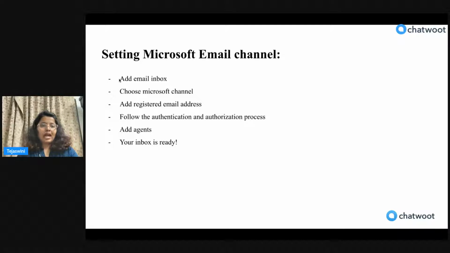You go to the inbox selection page, you add one email inbox. We have added one more step. Then you choose the Microsoft channel from this. Then you add the registered email address. So in this demo case, it is test-imap@outlook.com. Then you follow the authentication and authorization process, and then you add agents, and yeah, your inbox is ready.